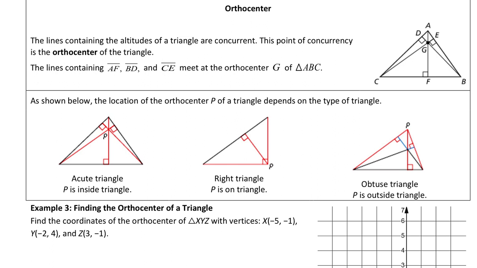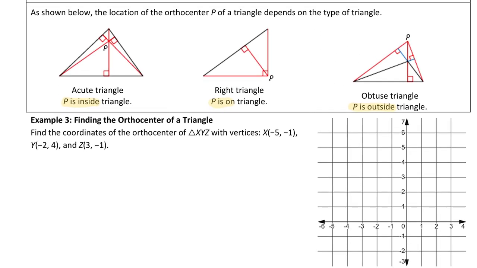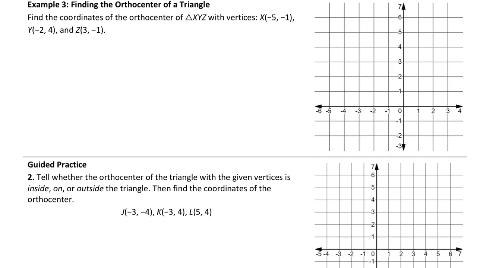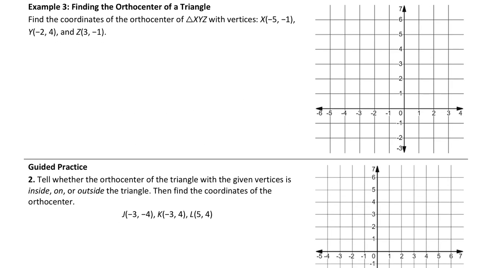The thing I want you to know about the orthocenter is that if you are dealing with an acute triangle, that orthocenter winds up inside the triangle. A right triangle, it ends up on the triangle. An obtuse triangle, it ends up outside the triangle. So in example 3, we're going to talk about how to find the orthocenter using slope, and then describing where that orthocenter ends up, on, inside, or outside the triangle.